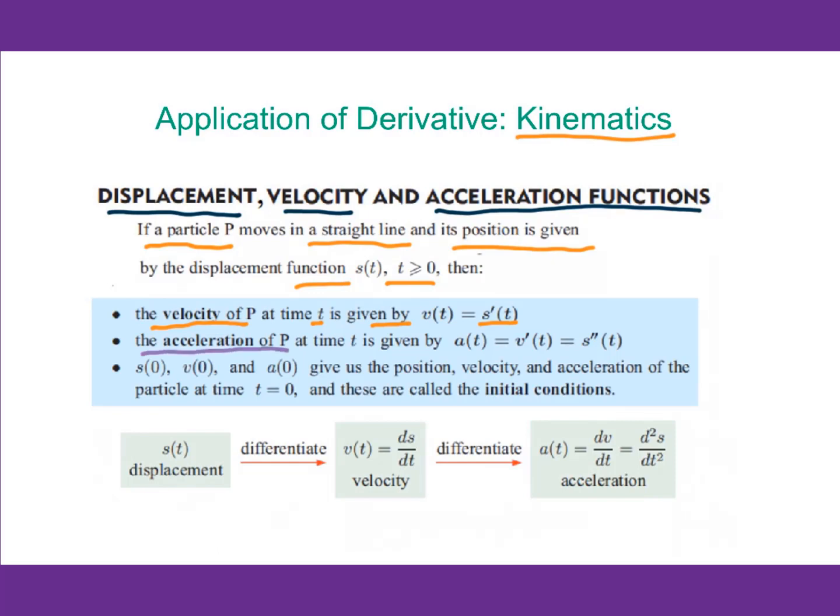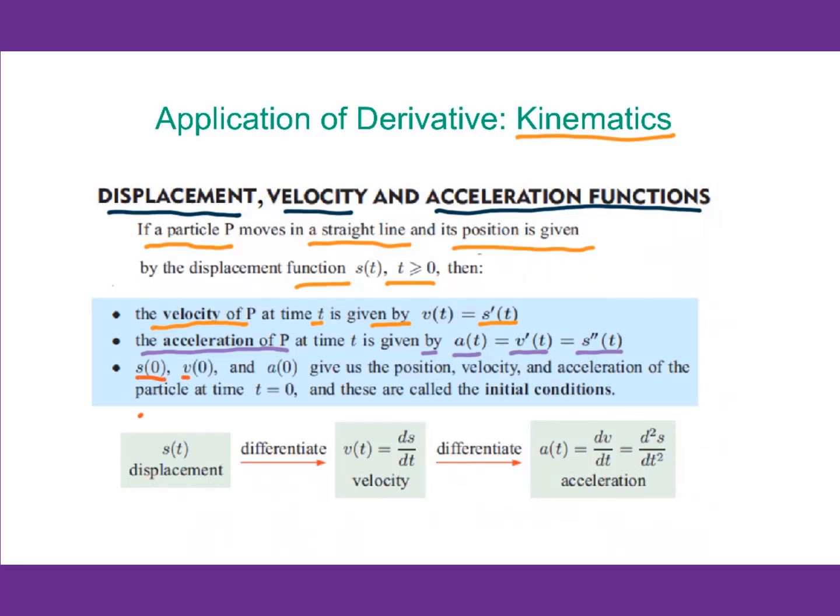The acceleration of P at time t is given by a of t equals v prime of t equals s double prime of t. In other words, acceleration is the first derivative of velocity. It's the second derivative of displacement.